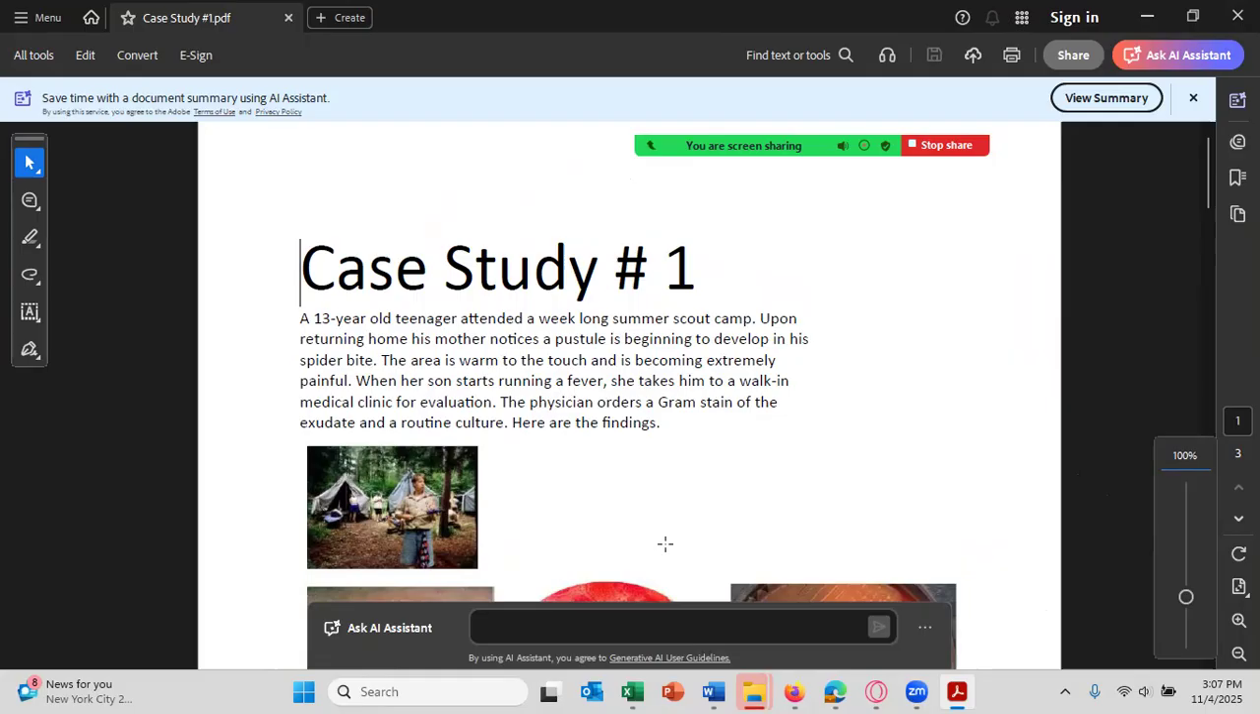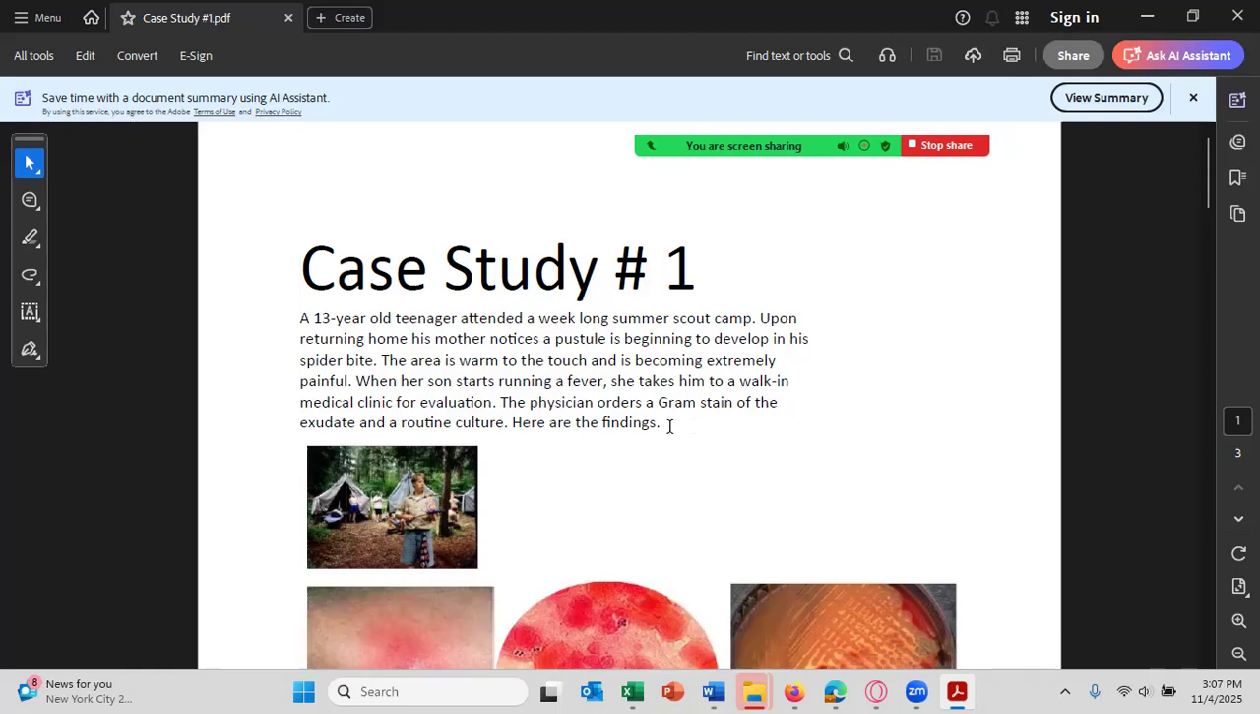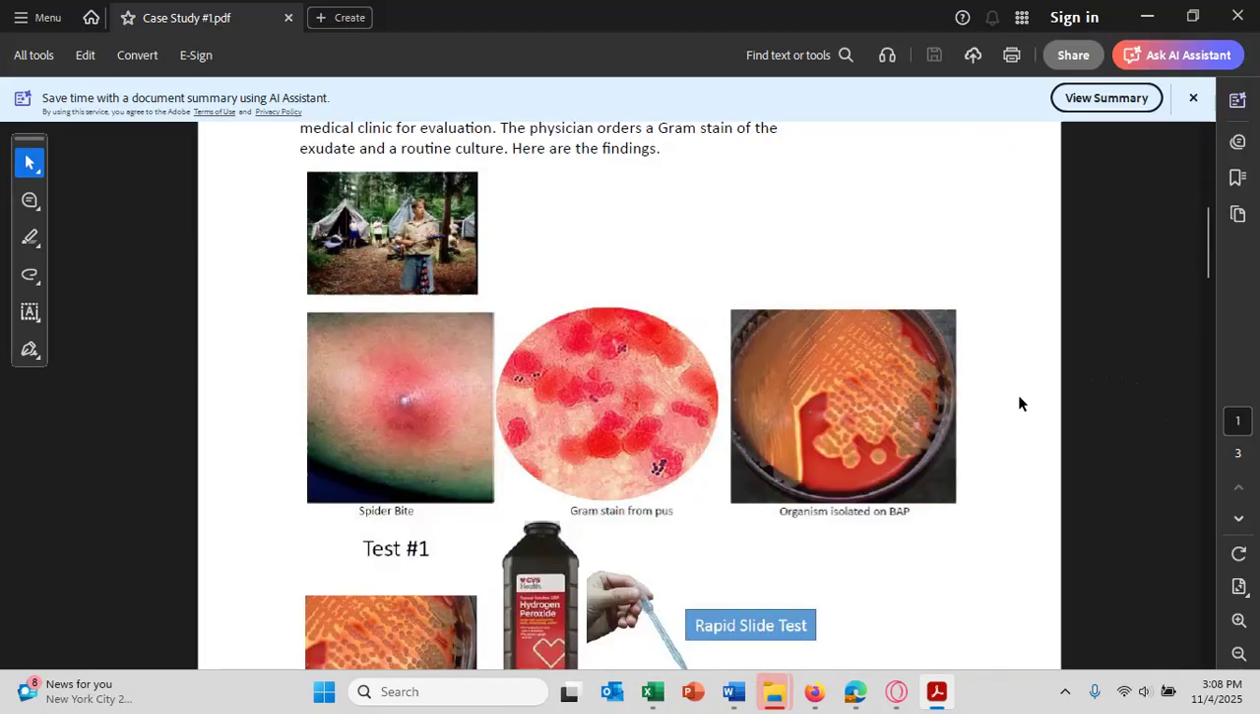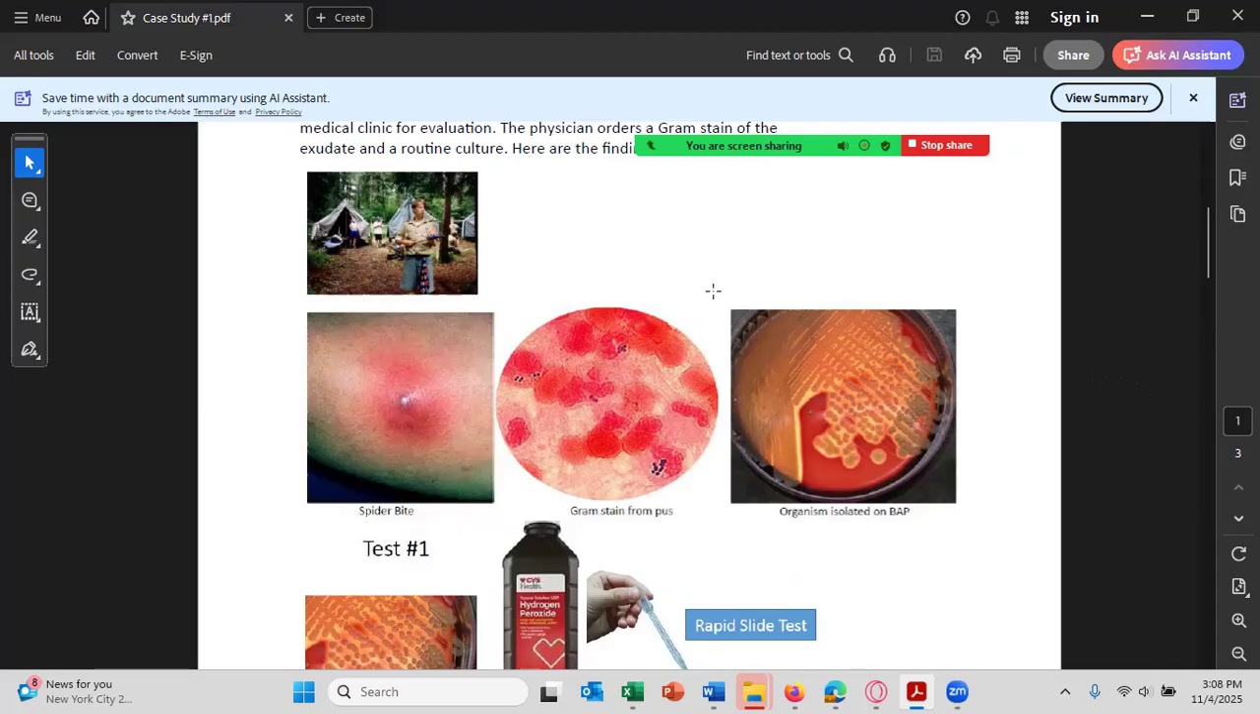Case study 1: a 13-year-old teenager shown here attended a week-long summer scout camp. Upon returning home, his mother notices a pustule beginning to develop in a spider bite on his arm. The area is warm to the touch and becoming extremely painful. It's also hard. When her son starts running a fever, she takes him to a walk-in medical clinic for a physical evaluation and testing. And here are the findings.